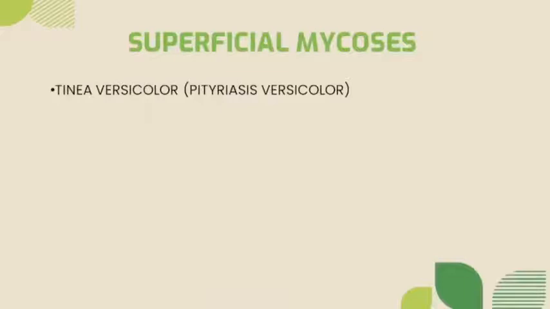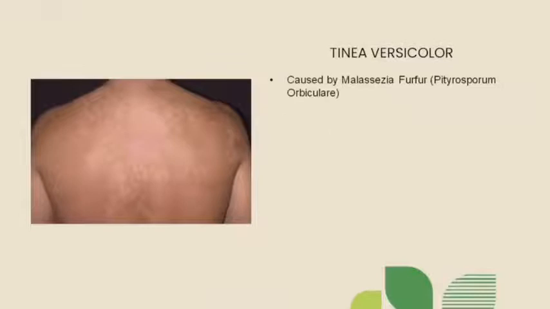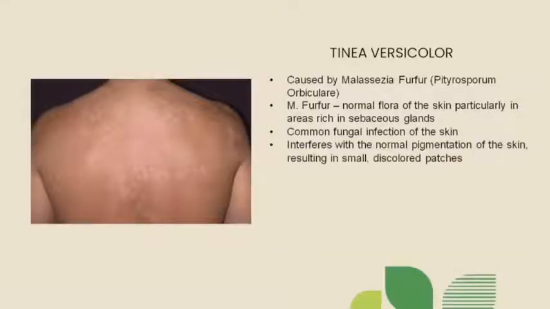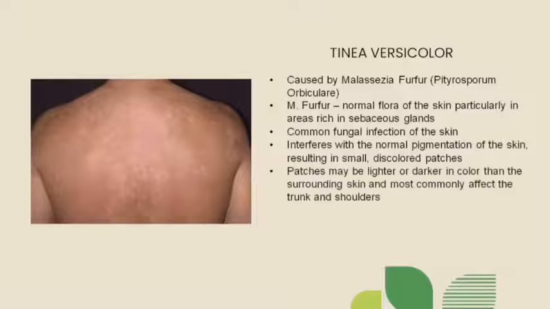Superficial mycosis. Tinea versicolor, tinea nigra. Tinea versicolor, caused by Malassezia furfur. Malassezia furfur is normal flora of the skin, particularly in areas rich in sebaceous glands. Common fungal infection of the skin that interferes with the normal pigmentation of the skin, resulting in small, discolored patches. Patches may be lighter or darker in color than the surrounding skin and most commonly affect the trunk and shoulders, not painful or contagious.